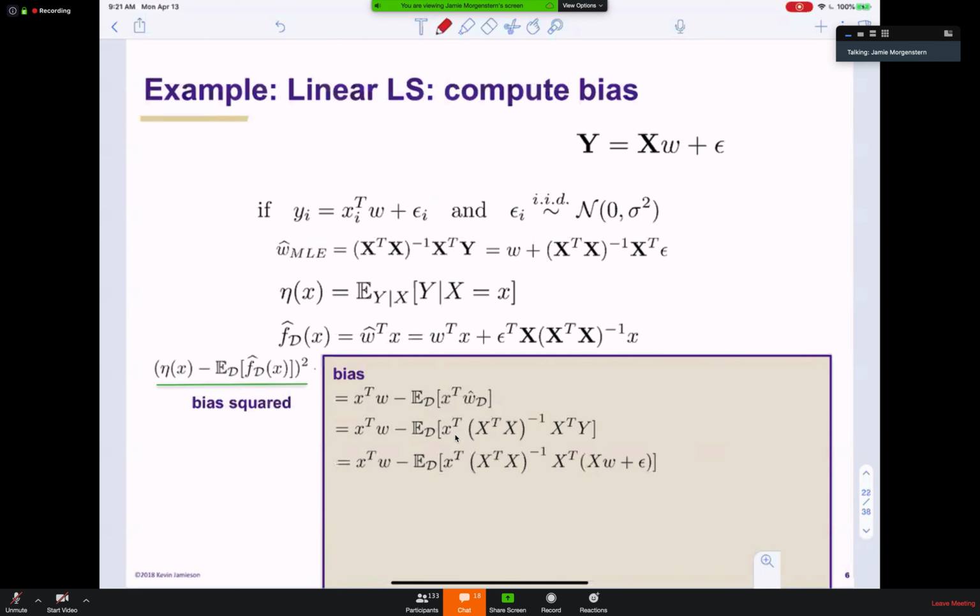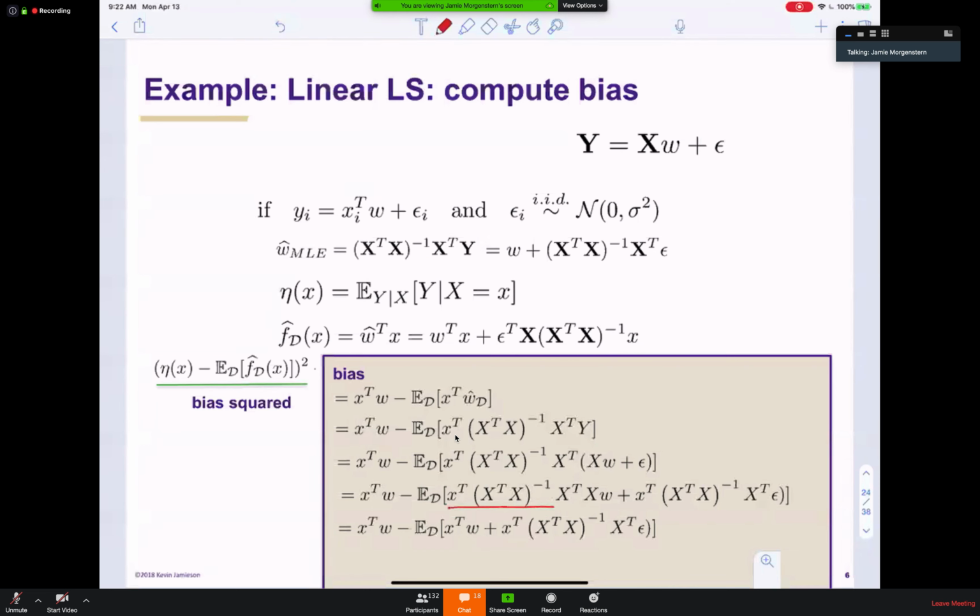Then we can expand the definition of y into this term right here. That's all I've done. And then I can just expand this out. I can actually do this multiplication. The reason I'm doing all this manipulation is to show you what the bias is equal to for this term. Okay, so if I look at this term, it has something pretty nice.